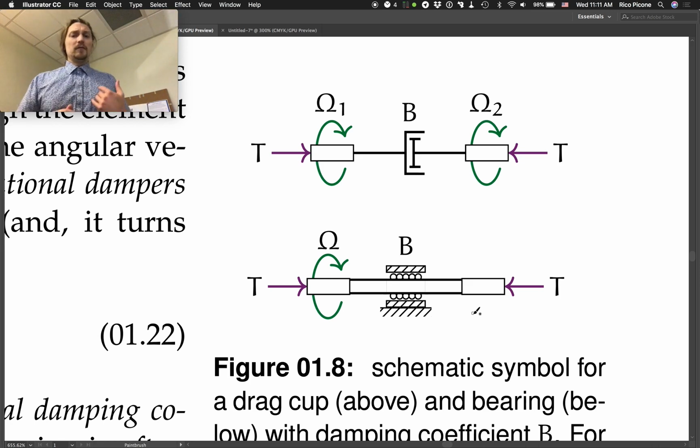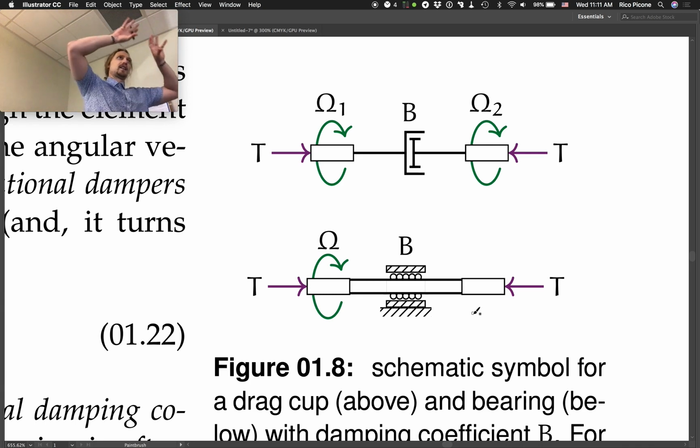The one thing to keep in mind here is that the shaft is considered to have a continuous angular velocity. So the shaft is at one velocity, and then the housing is at zero velocity.